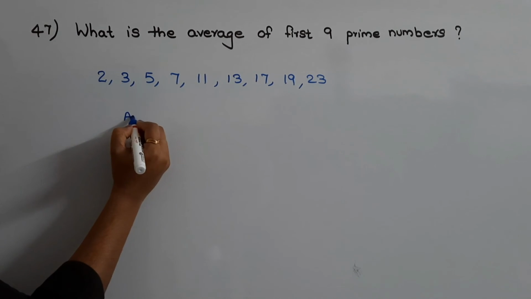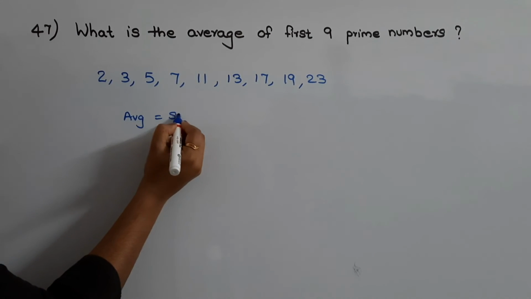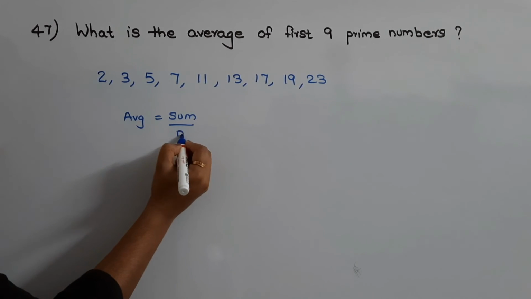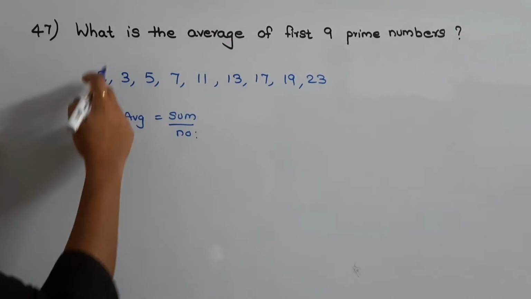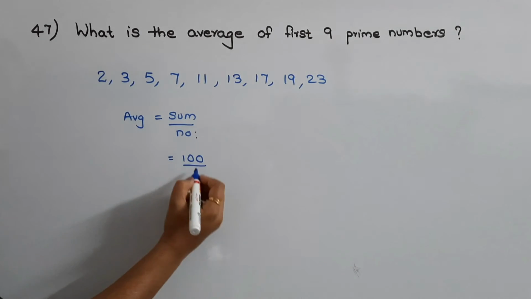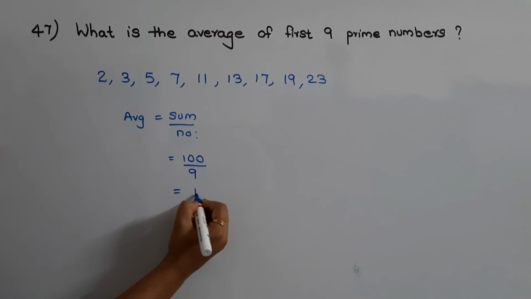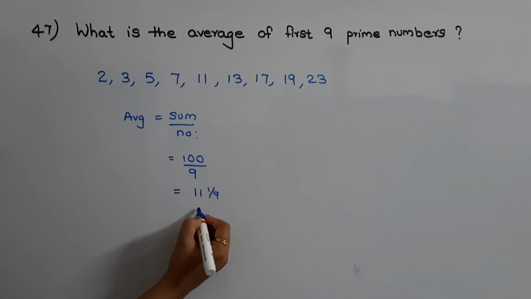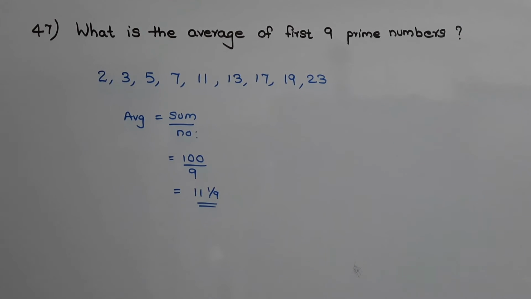We know that average is equal to sum of observations by number of observations. So sum of all these numbers is 100 and the number of observations is 9. On solving this we will get it as 11 1/9. So this is the answer.